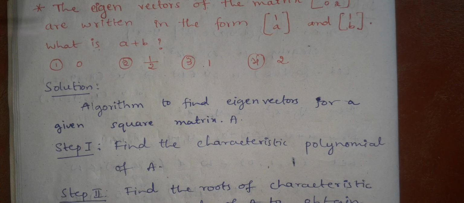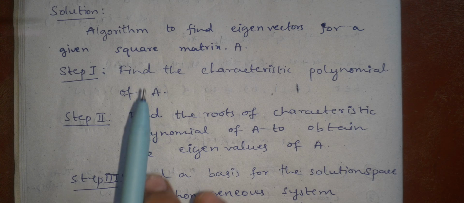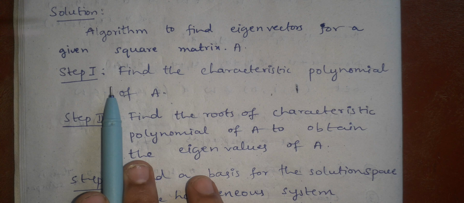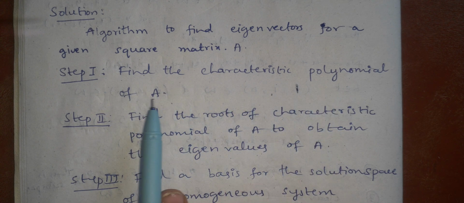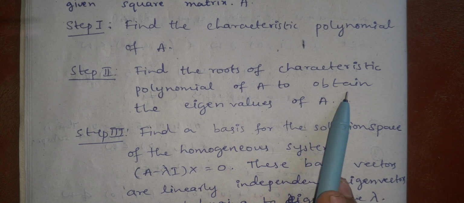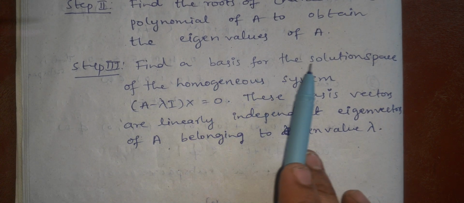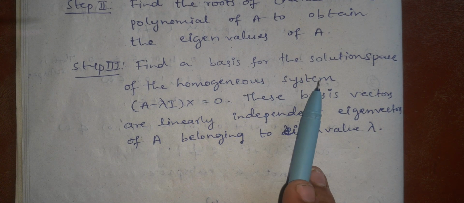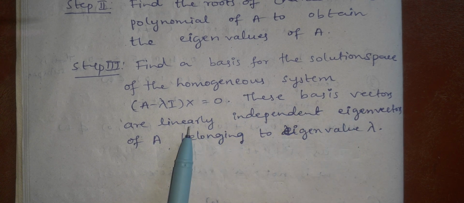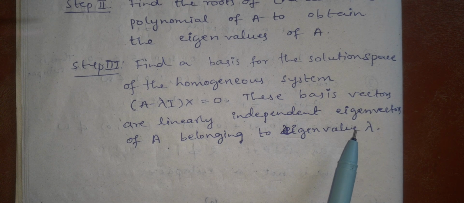First we will see how to find the eigenvectors of the given matrix. The algorithm to find the eigenvectors for a given square matrix A: Step 1, find the characteristic polynomial of A. Step 2, find the roots of the characteristic polynomial of A to obtain the eigenvalues of A. Step 3, find a basis for the solution space of the homogeneous system (A minus lambda I) x equal to 0. These basis vectors are linearly independent eigenvectors of A belonging to eigenvalue lambda.